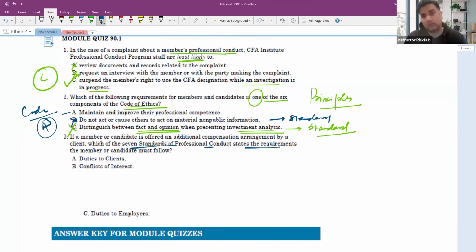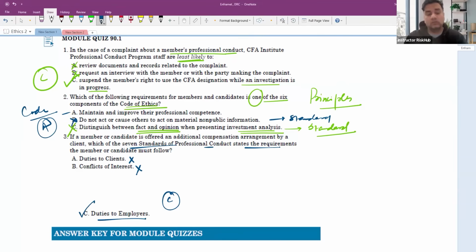It is about your clients. No, sorry, it is about your employers, right? Because the employer is also paying you. You are getting some extra pay. It should not happen that you are jeopardizing your employer or doing the work for the additional compensation on your employer's time, right? It is duties to employers. It is not duties to clients, not conflict of interest.